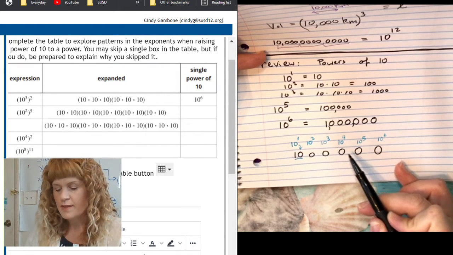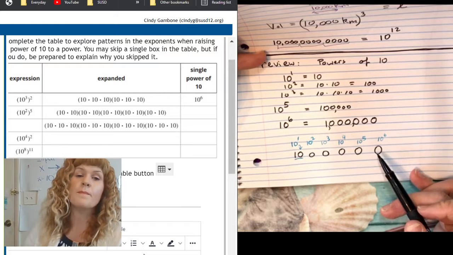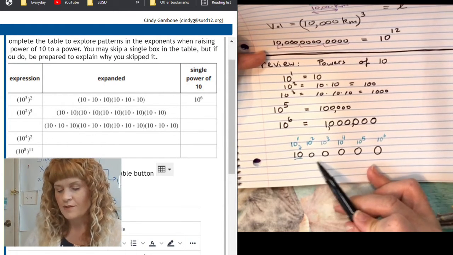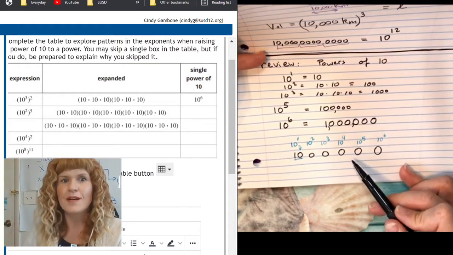So go ahead and draw this out in your notes to help you remember powers of 10. These are powers of 10: 10, 100, 1,000, 10,000, 100,000, 1 million.